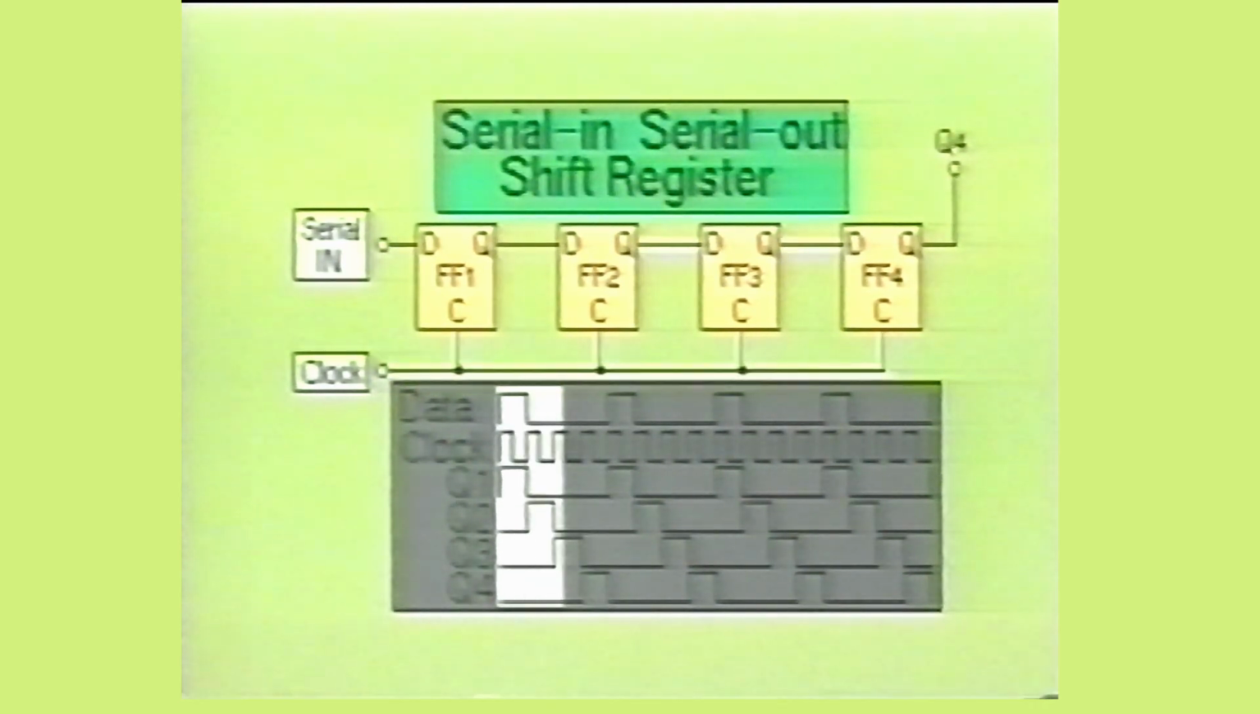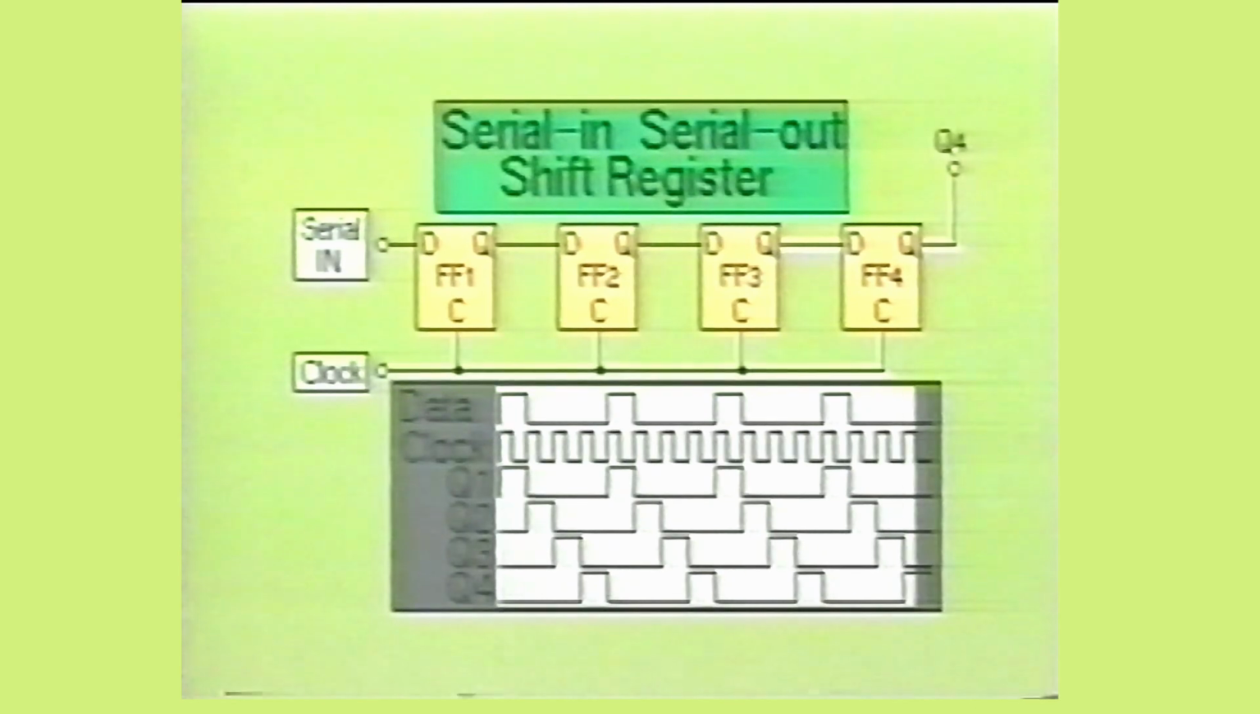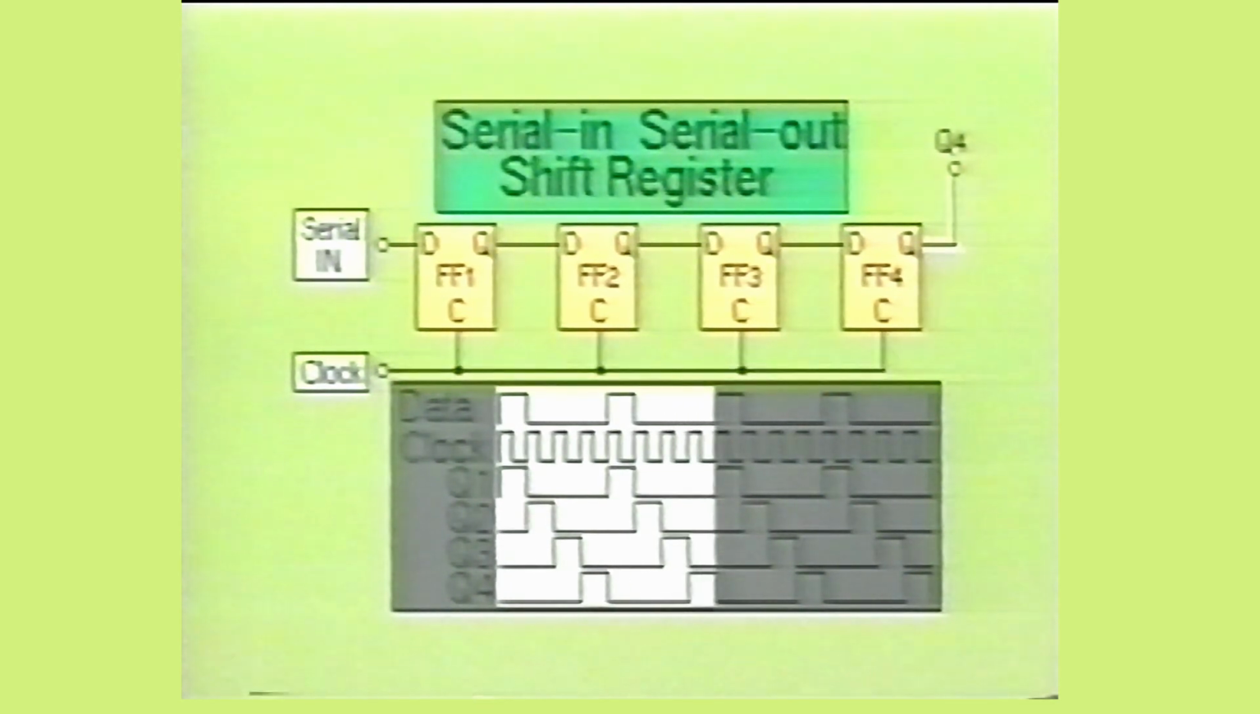Notice that in the serial in, serial out shift register, the single high condition was propagated through the entire shift register one stage at a time. However, most computers will use a parallel form of data entry since it is considerably faster than serial transmission. This is due to the fact that the information must ripple through the entire shift register in the serial in, serial out device.